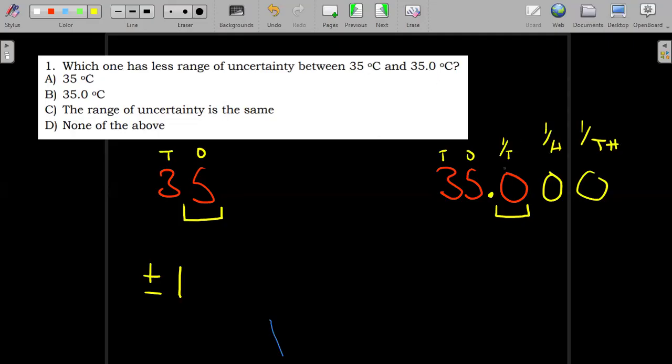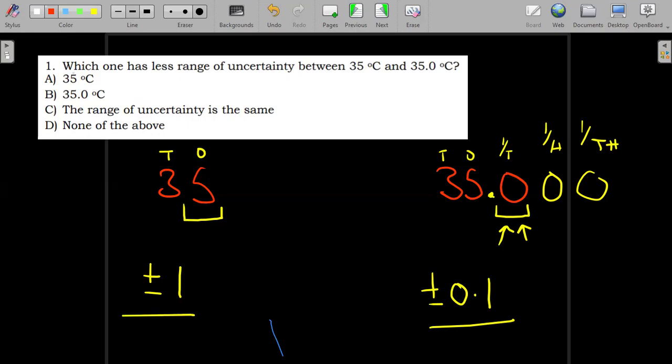So our uncertain digit on this number is in the 1/10ths. So our uncertainty there will just be plus or minus 0.1, because immediately after the point is where I have my uncertain digit.